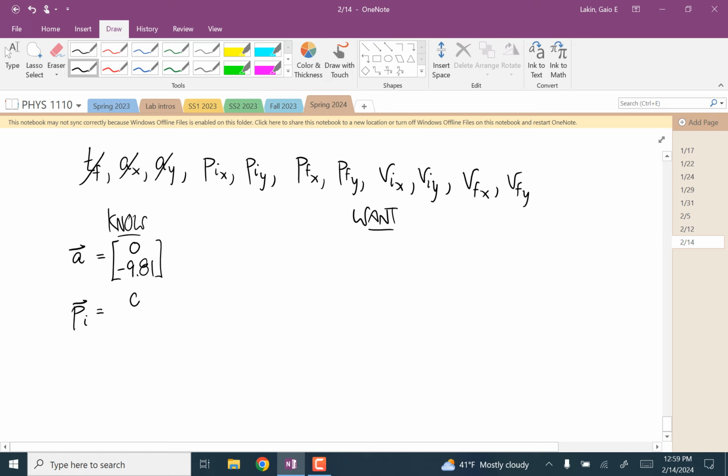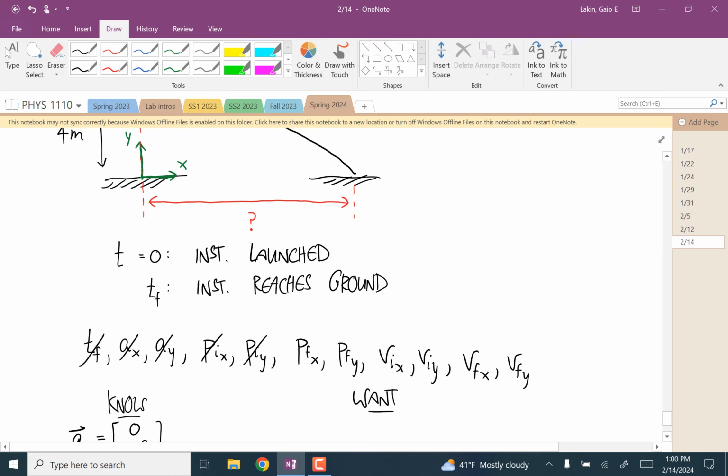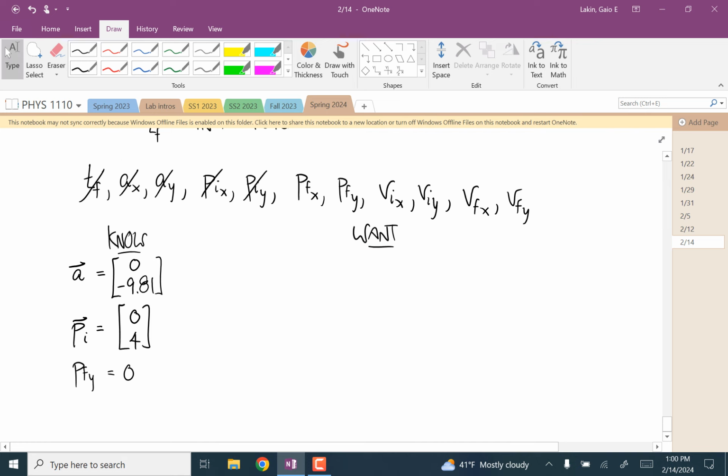So this is 0 for x, 4 for y. Do we know anything about the position at time final? We don't know the horizontal component of the position, like we don't know the x coordinate, but we do know the y coordinate is 0. So Pfy is 0, and Pfx is what we're trying to find.